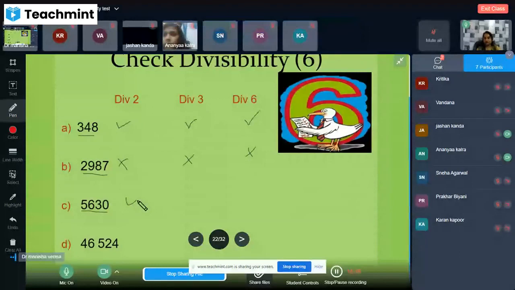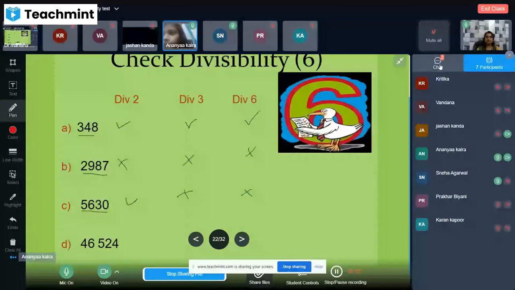Is this divisible by 2? Yes, this is divisible by 2. Right? Now let's see whether this is divisible by 3 or not. 6 plus 5 is 11. 11 plus 3 is 14. No, this is not divisible by 3. Now tell me whether this number is divisible by 6 or not. Jashan, you tell me. No, because we need to have both the ticks here. It should be divisible by 2 also and 3 also. Then only it will be divisible by 6.